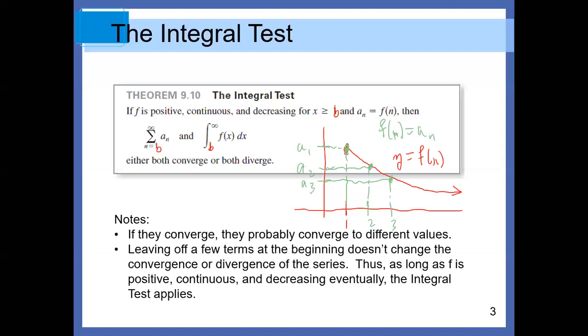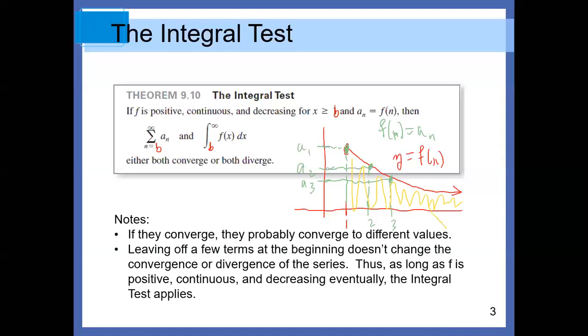Okay? And how in the world can we see that these things converge or diverge together? Well, basically it amounts to this. Look, what I can do is like, suppose the integral diverges, okay? Suppose the integral diverges from 1 to infinity. What does that mean about the area under the curve? If it diverged, what would the area under the curve be from 1 to infinity?